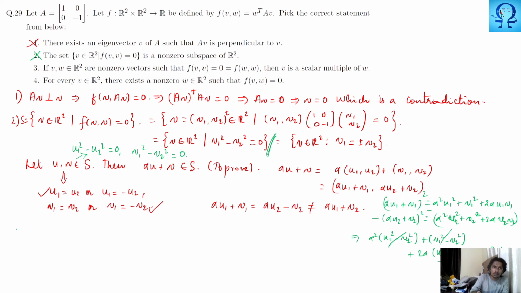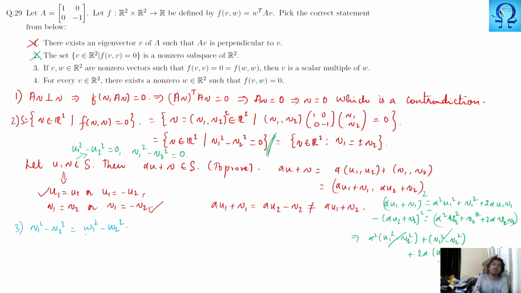Moving to the third one, it is given that we are taking two entries from this, and we have f of (v,v) is 0 and f of (w,w) is 0. If this is so, then v has to be a scalar multiple of w. Okay, what is f of (v,v)? That is v1 square minus v2 square. And what is f of (w,w)? That is w1 square minus w2 square.